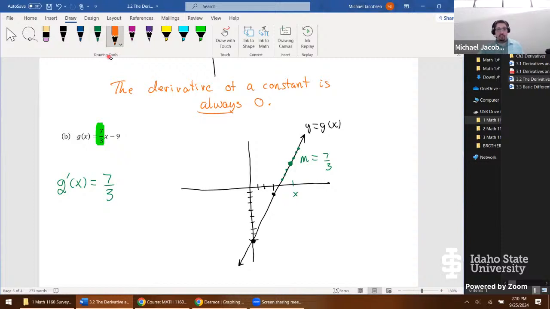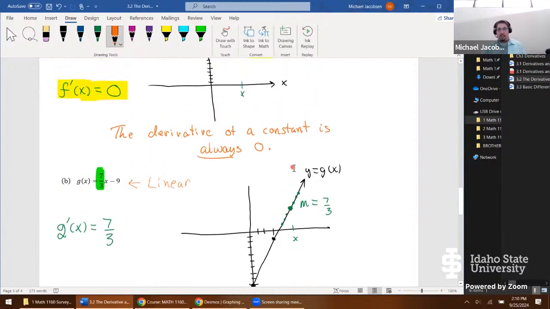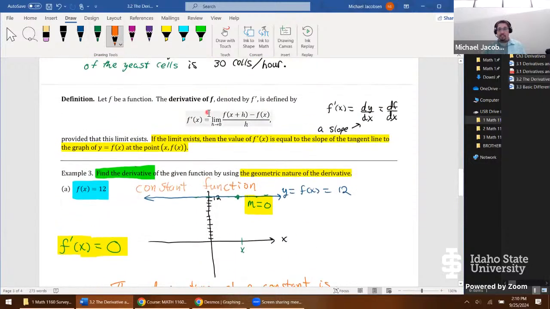Let's add just a quick note to this one. This function is linear since the degree is 1. When it gets a little bit more complicated is when the degree gets higher and higher. If there's an actual curvature to this line, then it's not so straightforward to use the geometry of finding the actual value of the derivative without resorting to the full limit definition.